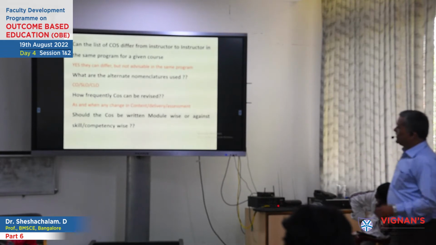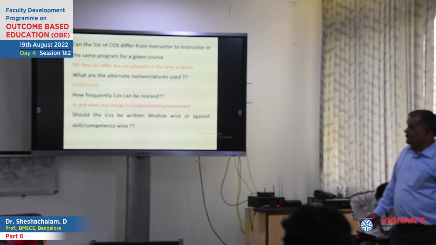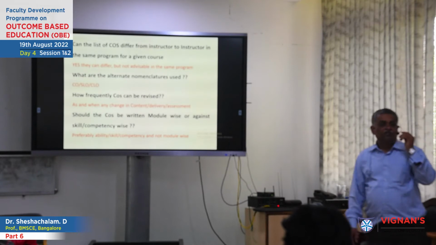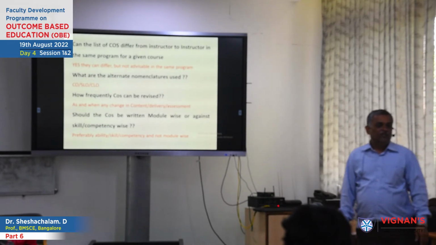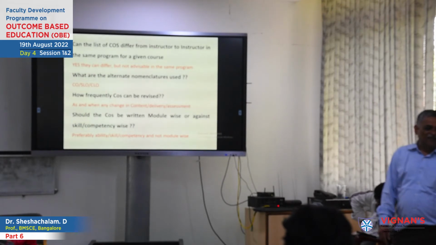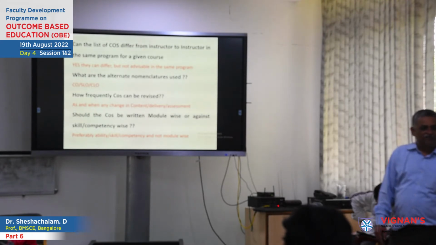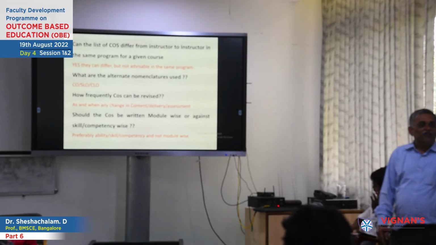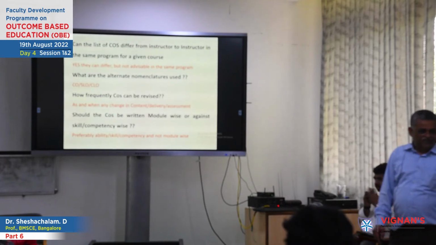Should the COs be written module wise or written competency wise? Which difficulty one can do, but with a proper definition of course outcomes, that's the meaning. That's why I said, otherwise it could have been a module outcome. Is that correct?